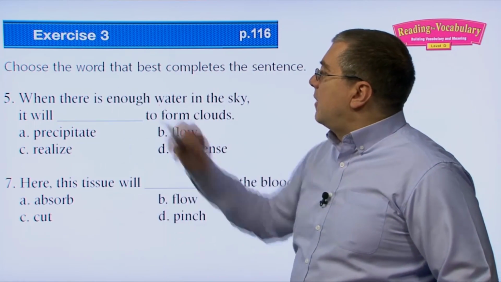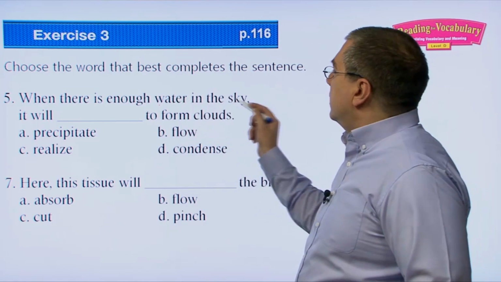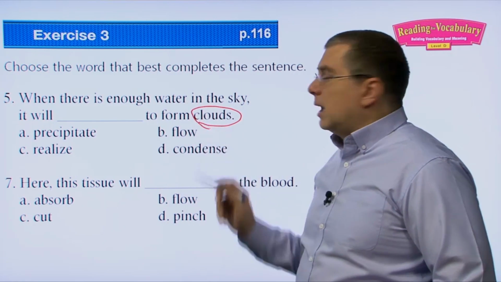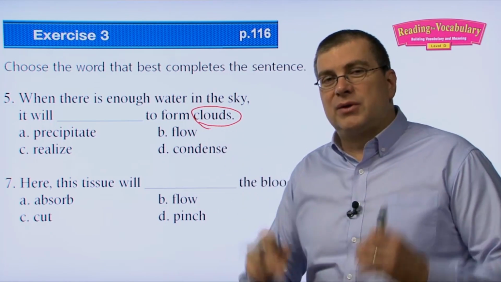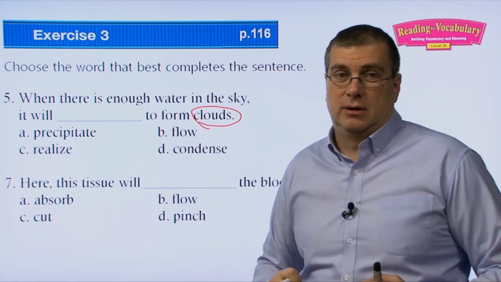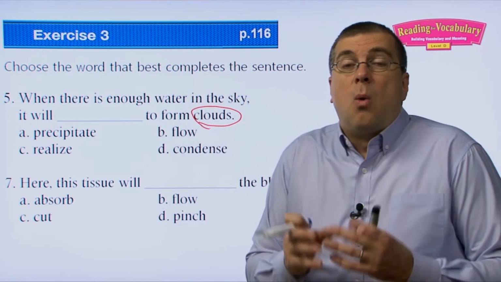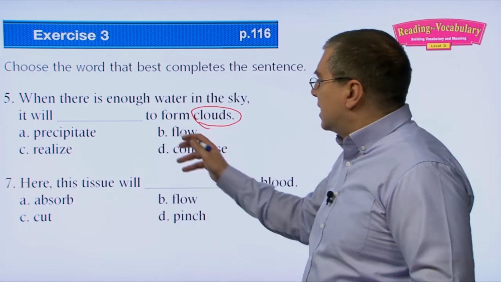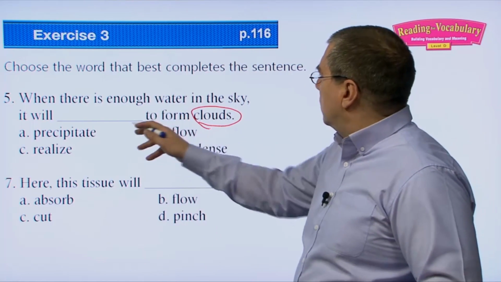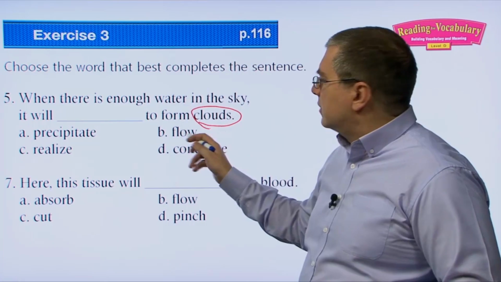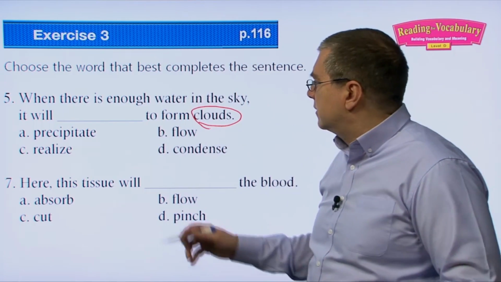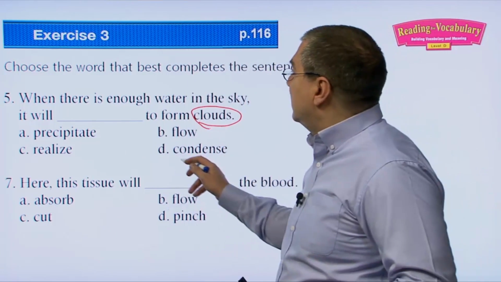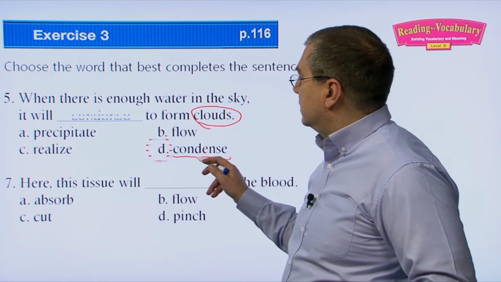Okay, next one. Number 5. When there is enough water in the sky, it will beep to form clouds. Now remember, before I talked about this. How are clouds formed? What is the process for forming clouds? Why are clouds formed? Because it precipitates? Because it rains? No. Because it flows, right? It will flow to form clouds. Water will flow in the sky. That's weird. That doesn't make sense. It will realize. Water can't think, right? It will condense. Condense to form clouds.